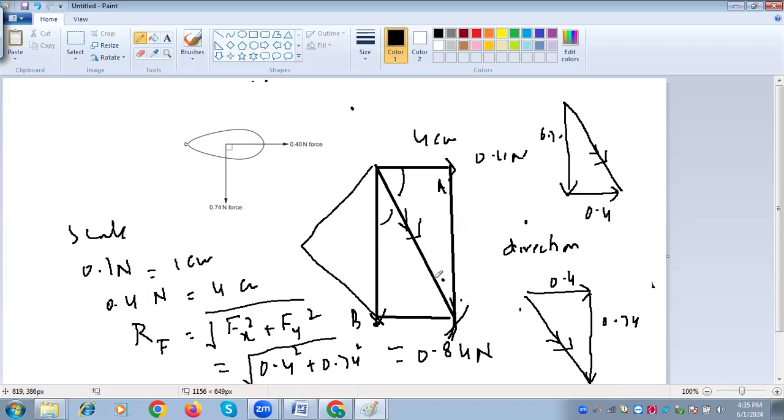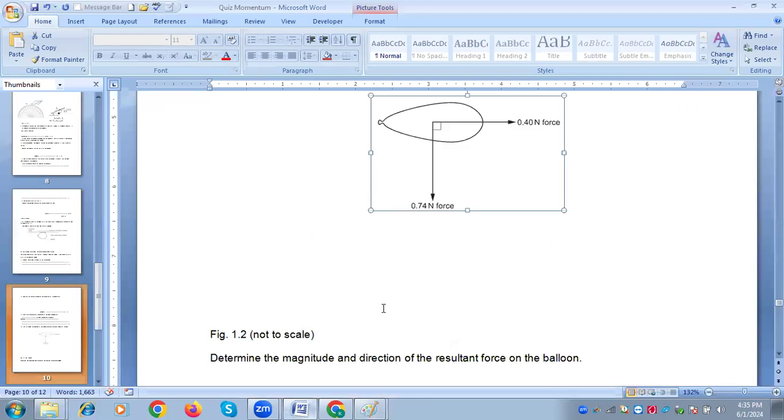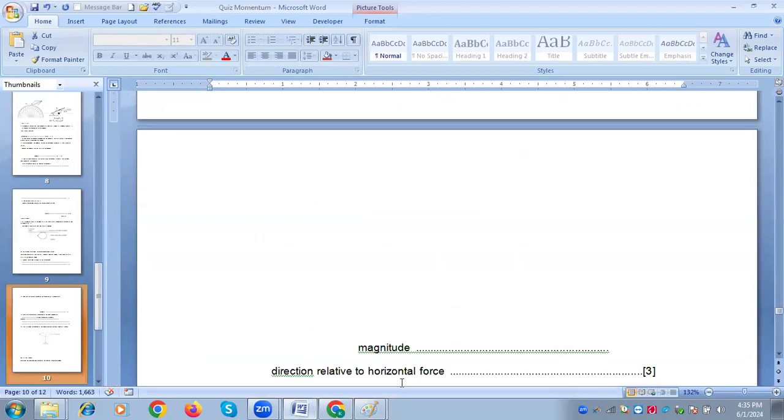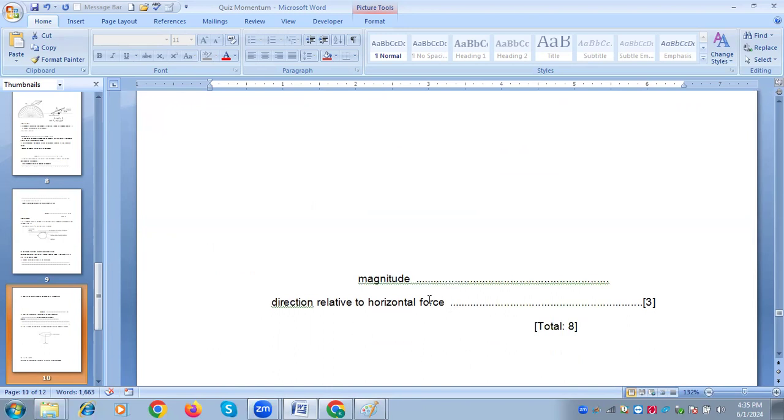Okay, direction. Measure the angle, or the direction is what? Theta equals tan inverse y over x. You may use this formula. Y is 0.74, x is 0.4. You can calculate the direction using this. That will give you the angle with respect to the positive x-axis. Okay, so this was the last question. Relative to the horizontal force you have to mention the direction. Okay, so this is done.